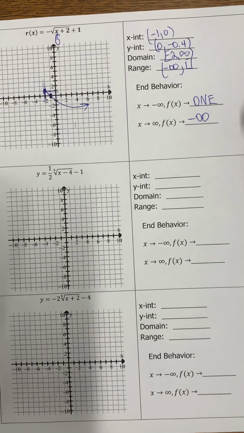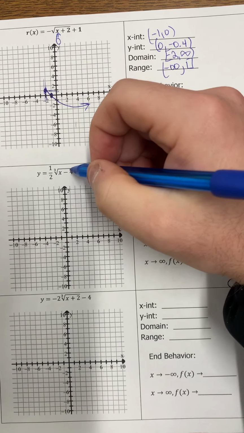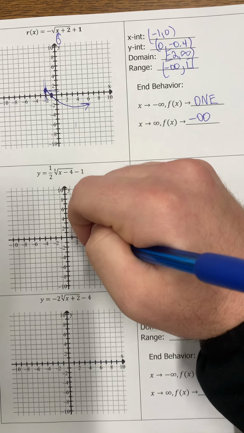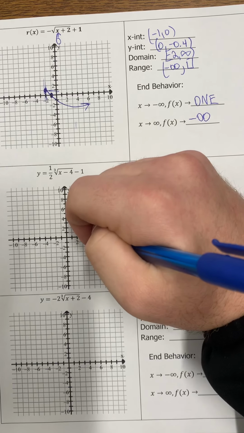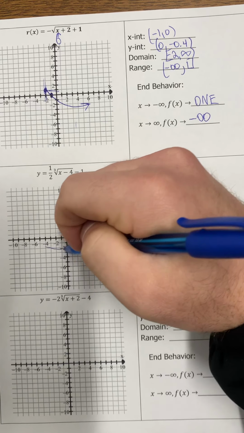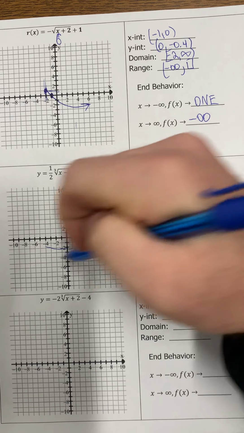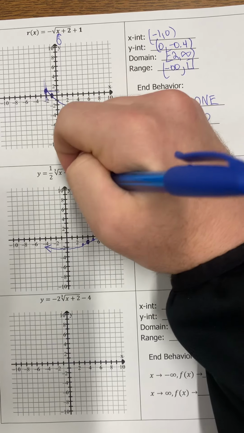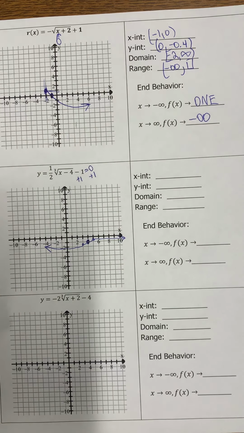All right, we have 1/2 times the cube root of x minus 4, minus 1, so we're going to go right 4, and minus 1 means we're going to go down 1. Shrink by a factor of 1/2, so the next points would be half away from the points that we currently have on the graph. To find the x-intercept, we set our equation equal to 0 and solve for x.